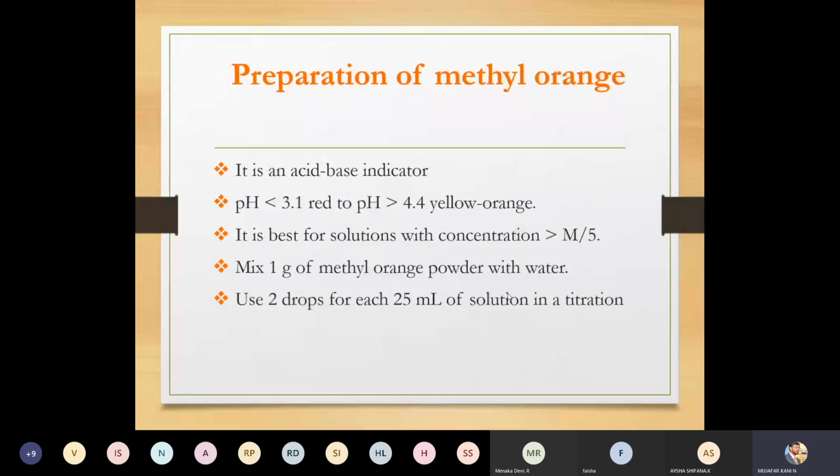This is the preparation of methyl orange indicator. At pH below 3.1 it shows red, and at pH above 4.4, yellow-orange. It is best for solutions with this concentration. Mix 1 gram of methyl orange powder with water. Use 2 drops for each 25 ml of solution in a titration. It is a simple way to prepare the methyl orange indicator.